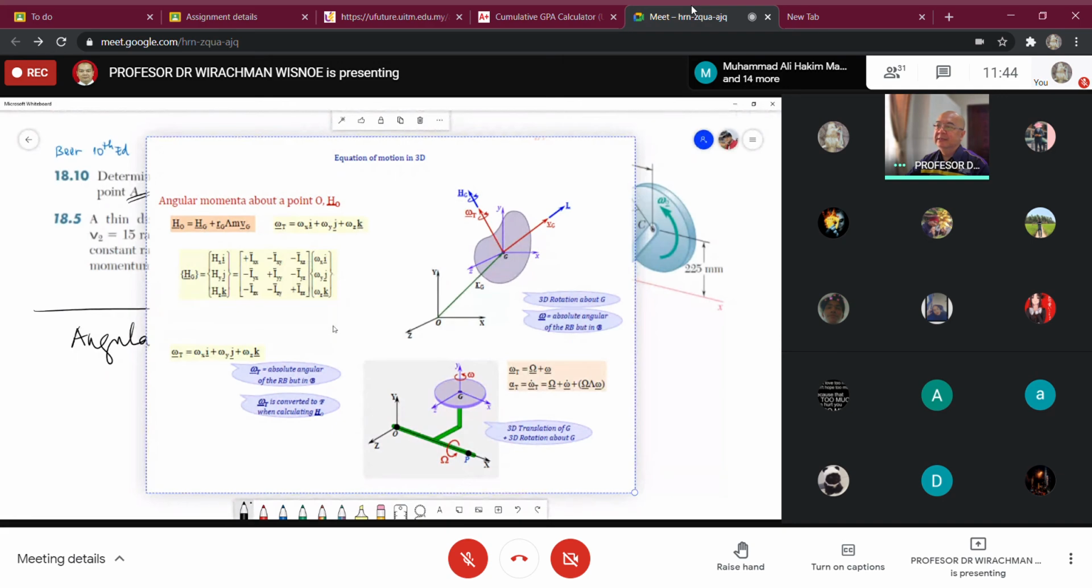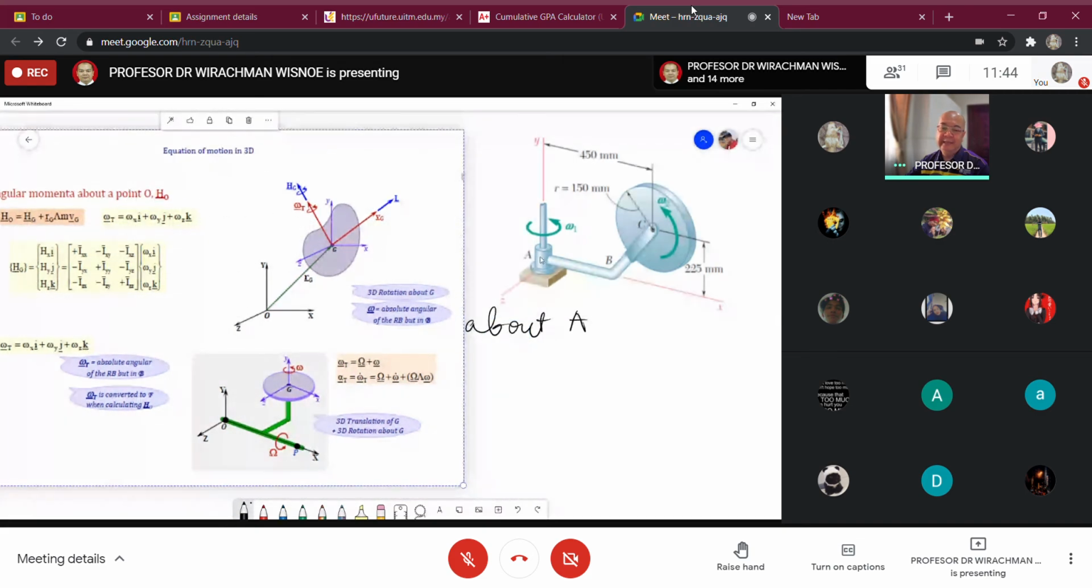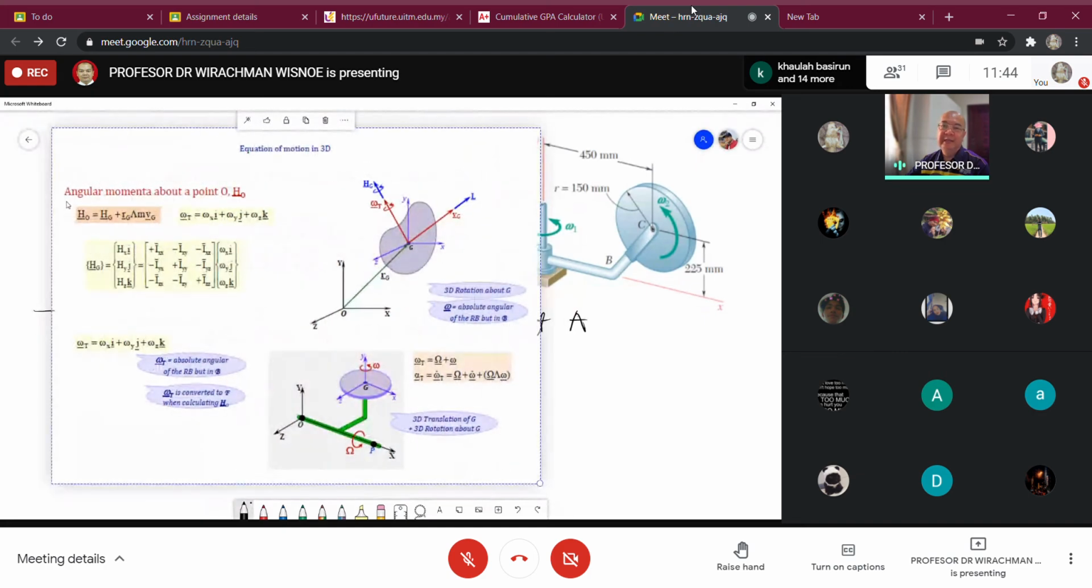Okay. So this is the similar case. You have a body here. In our case, you have the disk. And then you want to calculate the angular momentum about point O. So in our case, about point A. So similar case, we are going to apply this formula: HA equals to HG plus RGA cross product MVGA. So that is the formula.